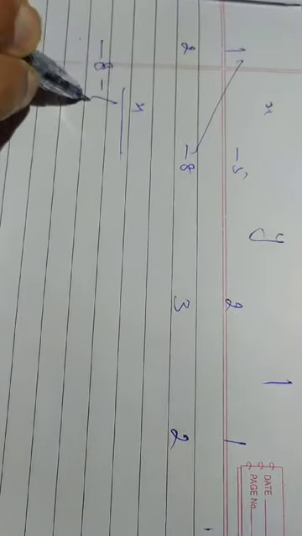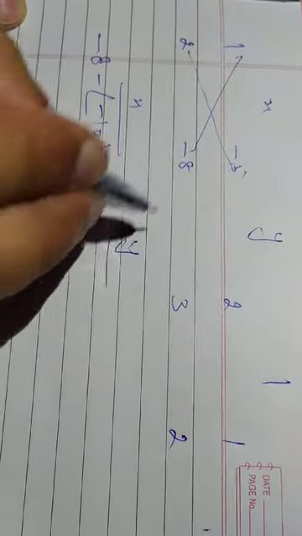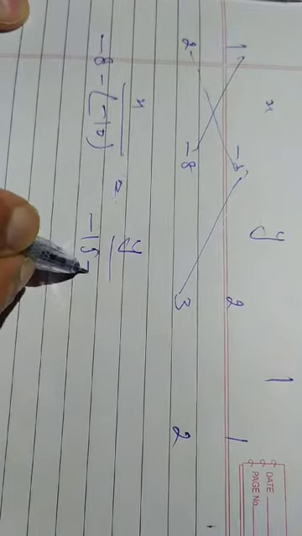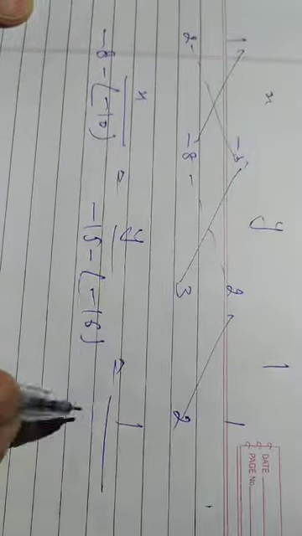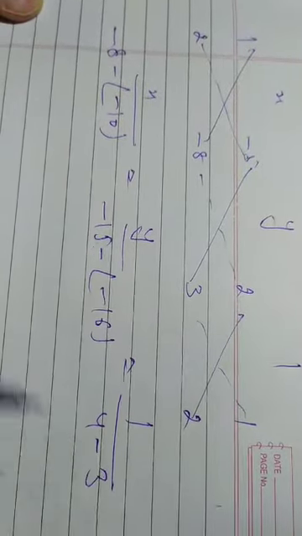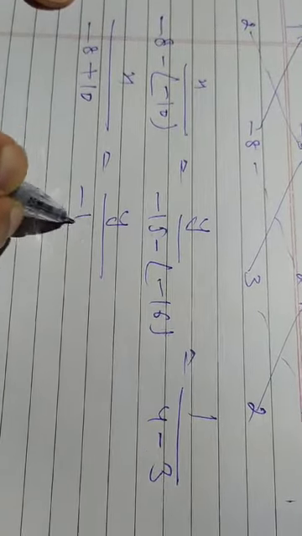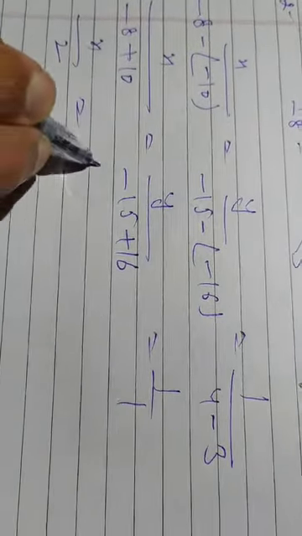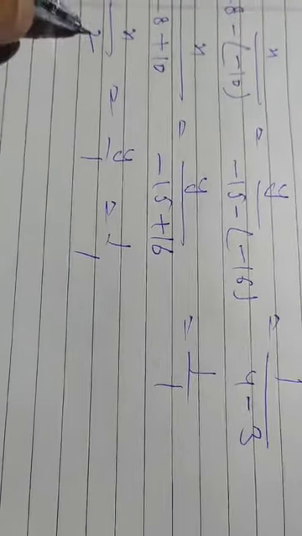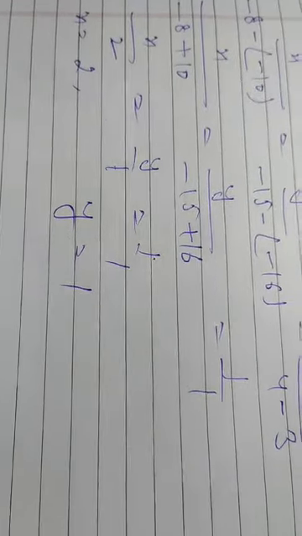For x, multiply this, minus 8, minus, in the formula, multiply this, minus 10. For y, multiply this, minus 15, minus, multiply this, minus 16. 1 by 4 minus 3. x over minus 8 plus 10, y over minus 15 plus 16, 1 over 1. So x by 2, y by 1, 1 by 1. x is equal to 2 by 1, y is equal to 1.